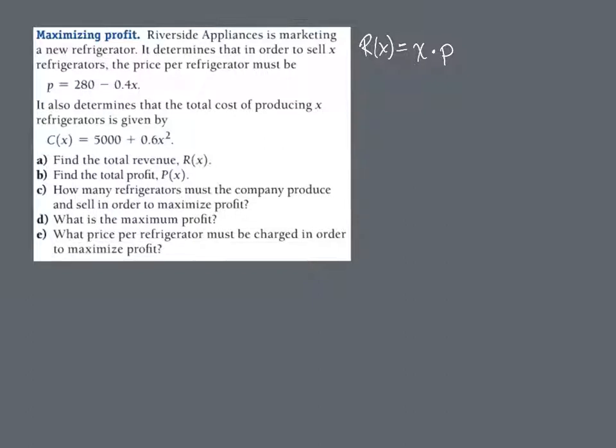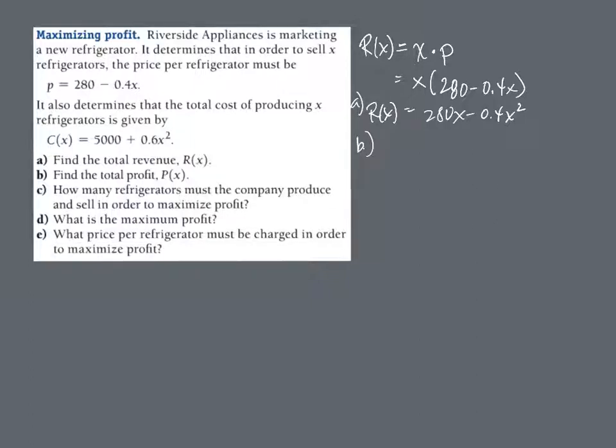So it's no different here. Our revenue function is going to be x times the quantity 280 minus 0.4x, or 280x minus 0.4x squared. This is our revenue function. Now this is not what we are maximizing, but it is a step in the process. So that was part A.